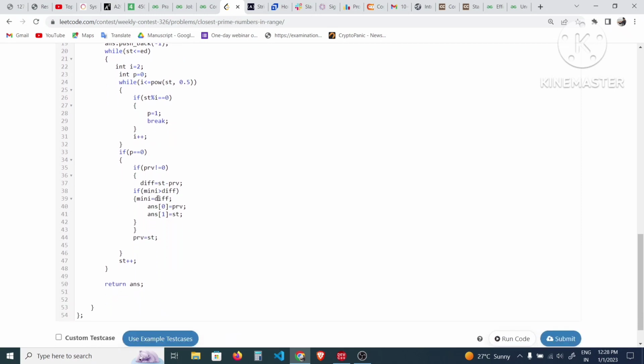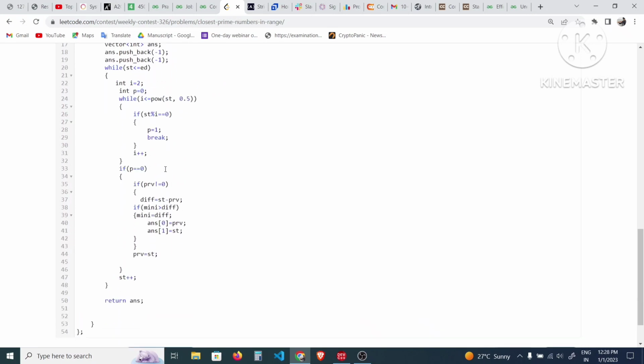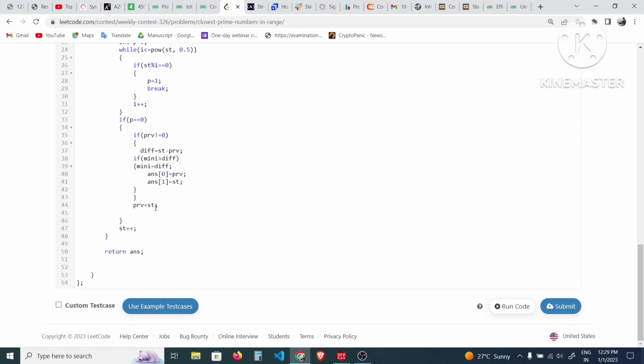So if it is a prime number, then we will check if previous is 0 or not. Basically if it is 0, then you first assign previous equal to st, and then you go through again, and when you find the next prime number, you take the difference, and if mini is greater than the difference, then you make mini equal to difference, and then you store answer 0 equal to previous and answer 1 equal to st, and then you just increase st one by one, and by this you will be storing the answer in the answer vector, answer 0 as previous and answer 1 as st.